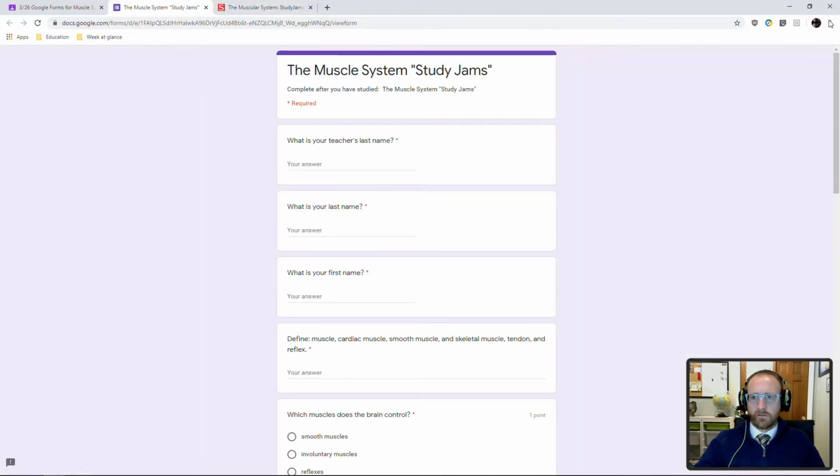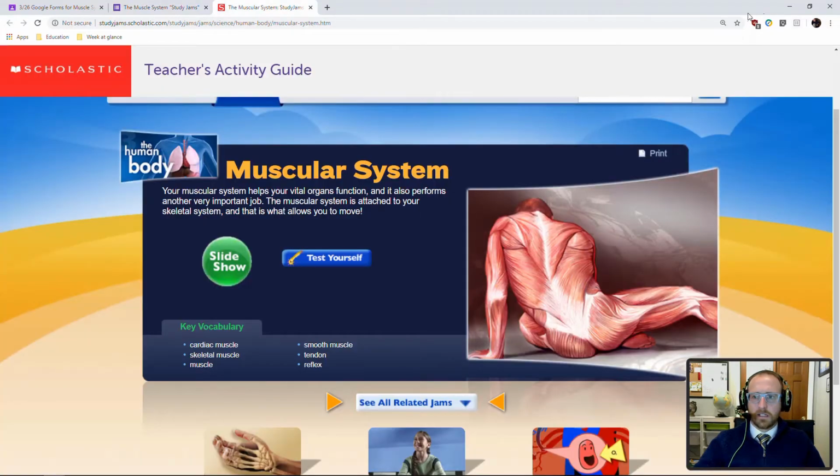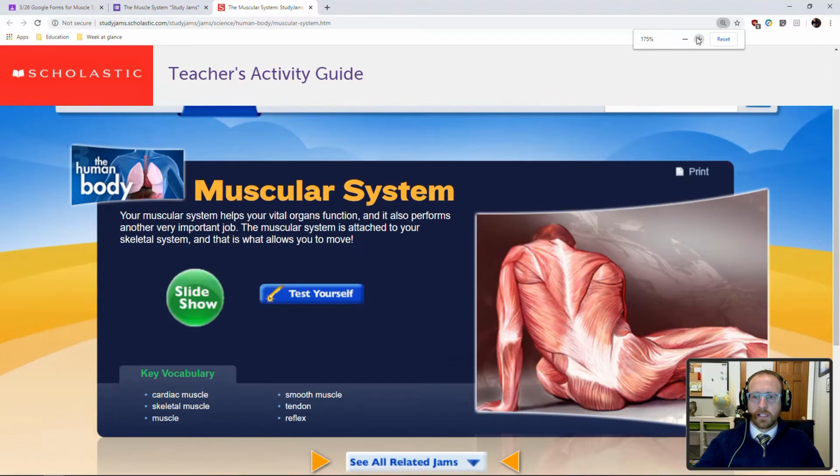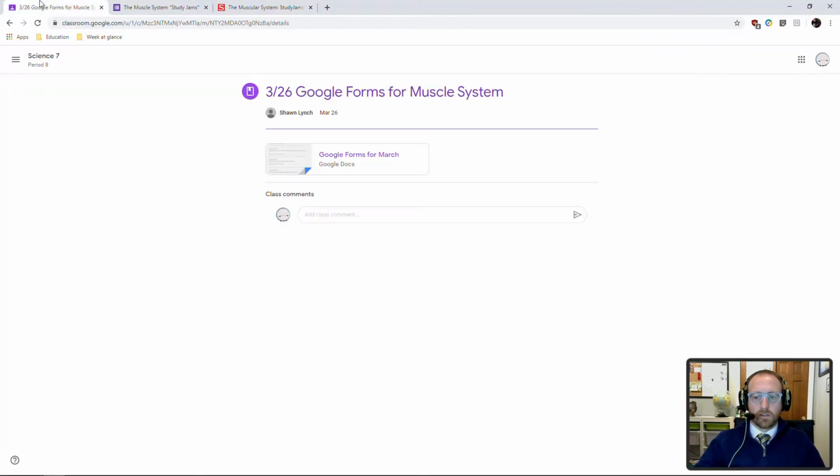First thing I'm going to do is bring my zoom in, on both of these sites, so you can get a better idea of what it looks like over here. Beautiful. I'm going to pause for a few seconds so you can pause the video and open up these same tabs.